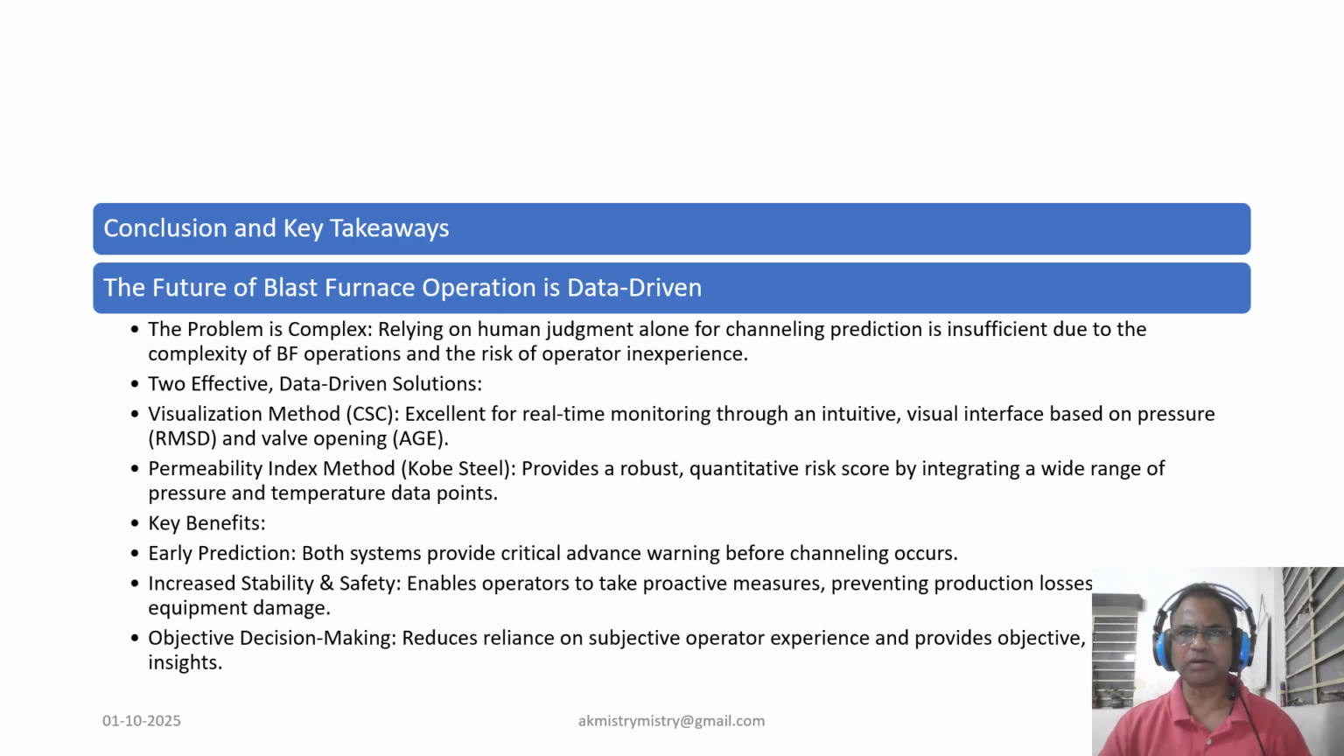And decision making also becomes more precise by going through these. So all these are basically the benefits that we have got from incorporating both ideas, the permeability index at Kobe and the RMSD.